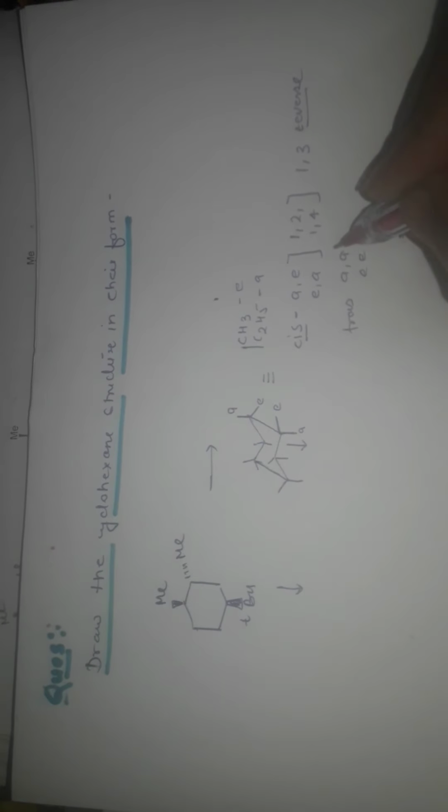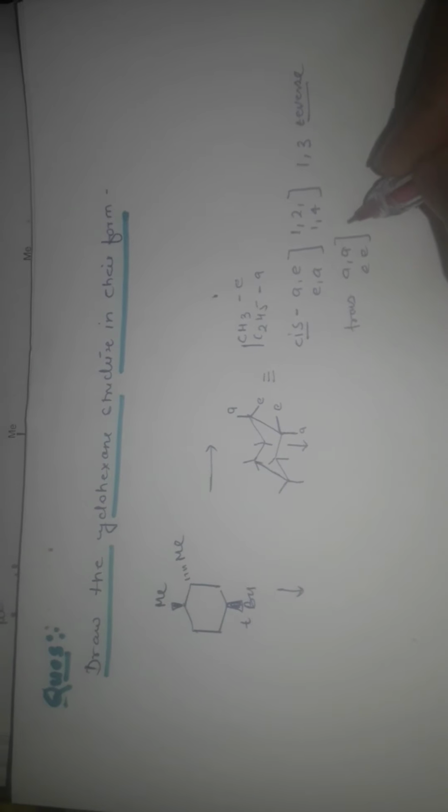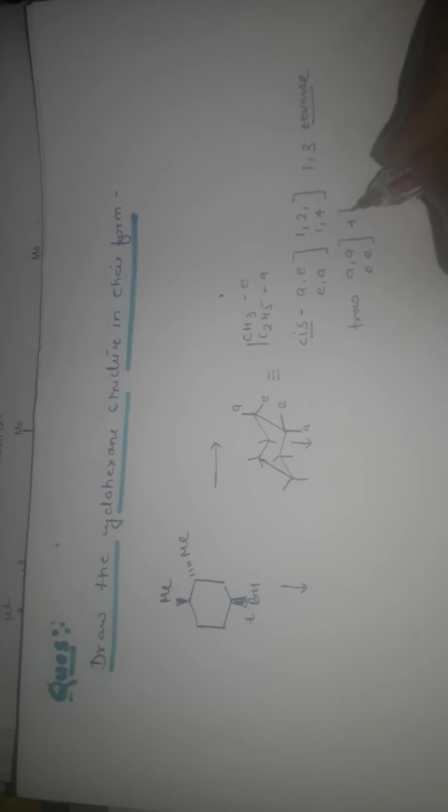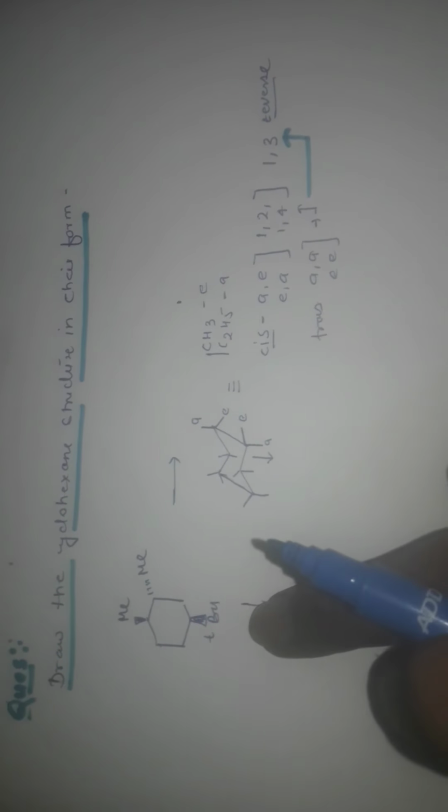Trans means either AA or EE, meaning the same, and it is applicable only here. And if you see in 1,3, it will be reversed. So this is the basic thing you should know, and that's why you can draw this structure.